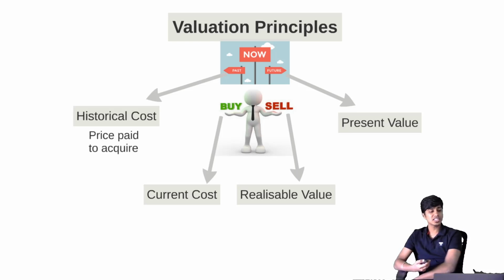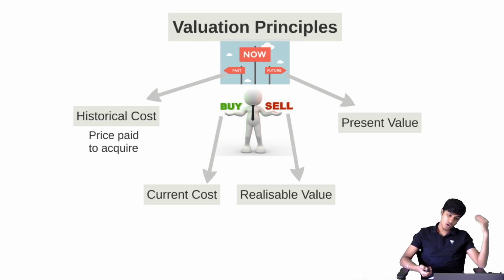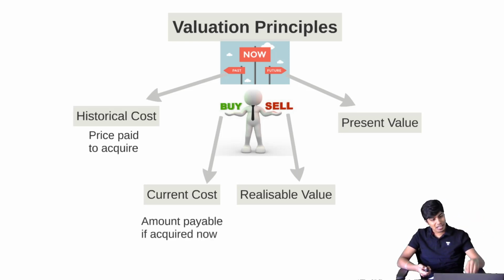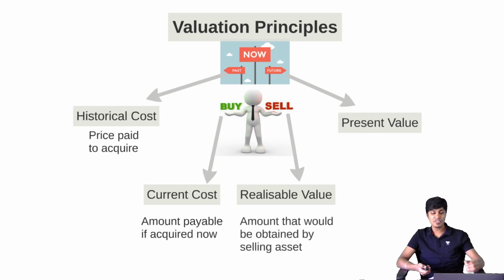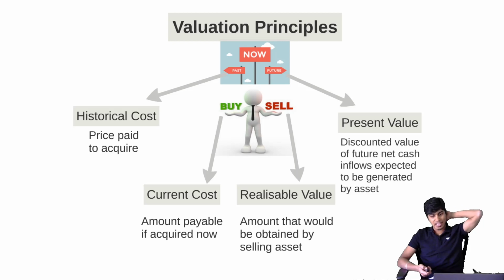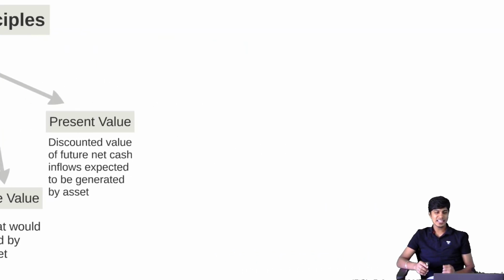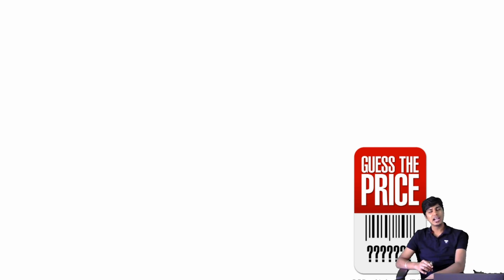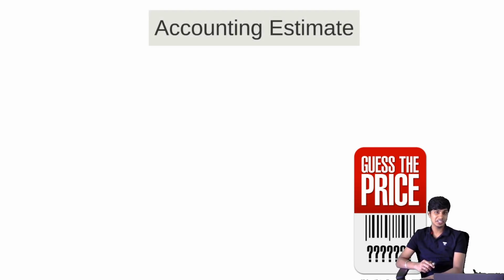So historical cost is the price paid to acquire long ago. Current cost is the price that should be paid now to acquire it. Realizable value is the price that we realize if we sell the asset, and present value is the discounted value of the net cash proceeds that we're going to receive from this asset in the future. Got it, guys? This is valuation principles. And the last item in chapter 1 that we're discussing is accounting estimates.